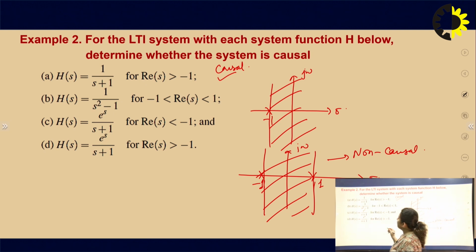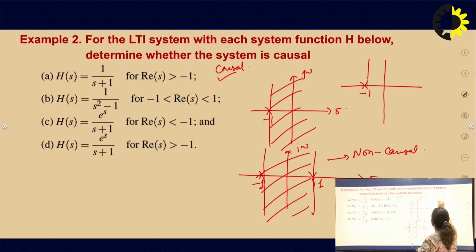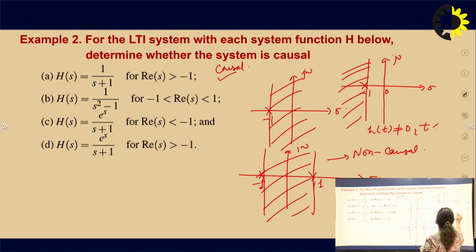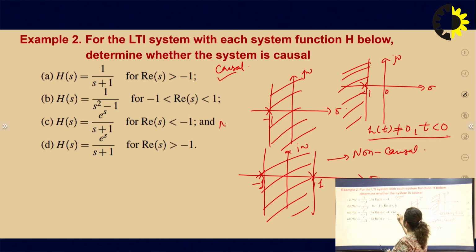The C part is e to the power s upon s plus 1, and the ROC is real of s less than minus 1. If we draw real of s less than minus 1, this is the ROC, and obviously this is j omega, this is sigma. The h(t) is not equal to 0 for t less than 0. So in this case also, the system function is non-causal in nature because it's a left half plane. This is non-causal.